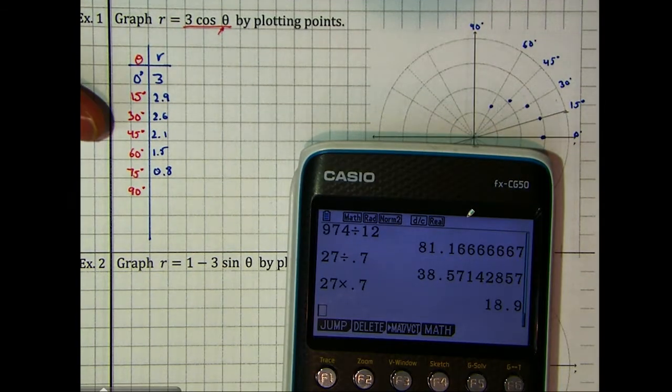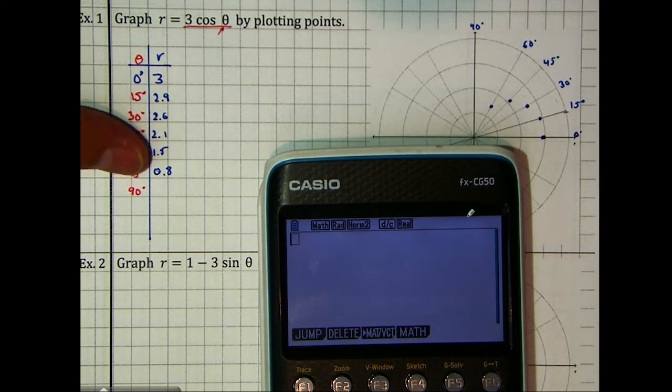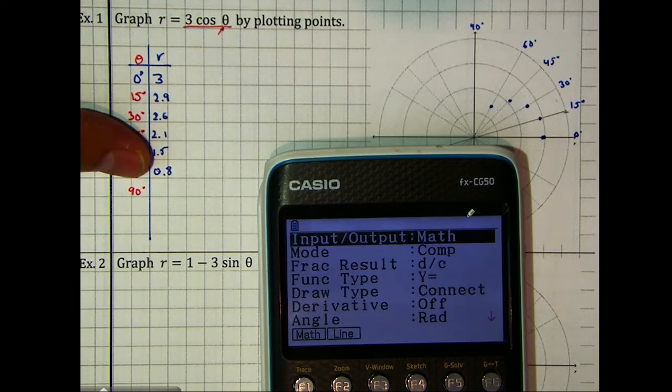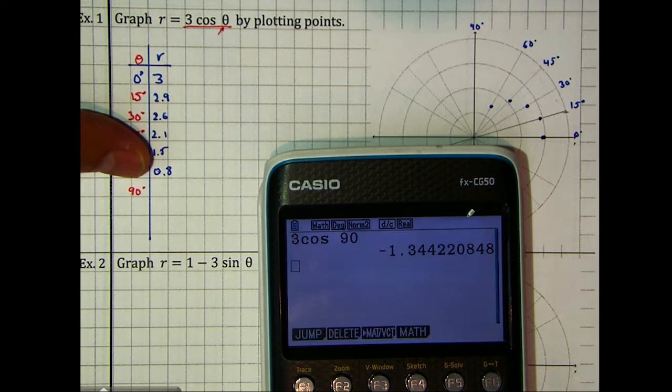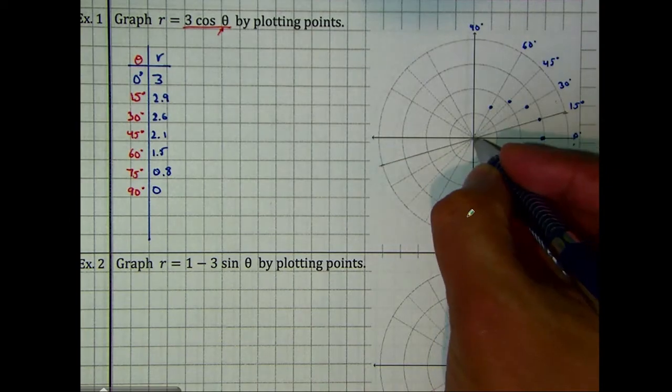So therefore, there'll be 3 cosine of 90 degrees will be negative. Now, careful, on this one I have it on radians, so you have to be careful. I'm going to switch it back to degrees. So set up, and I want it to be on degrees. So 0. At 90, it's going to go back to 0.